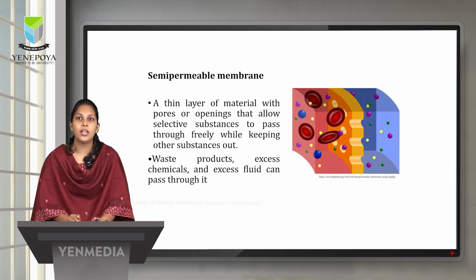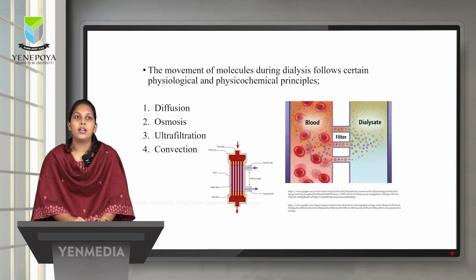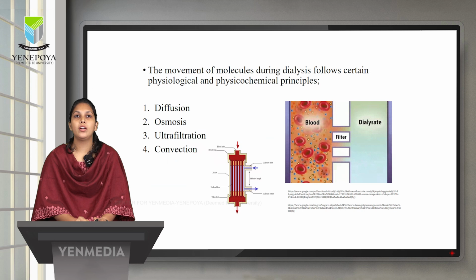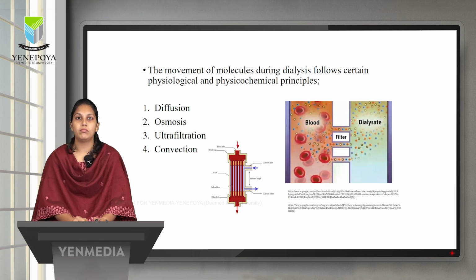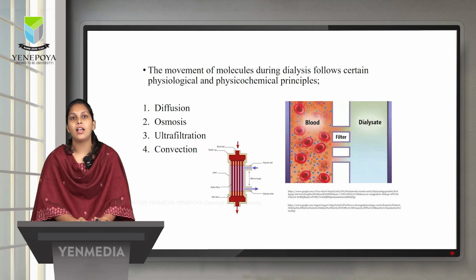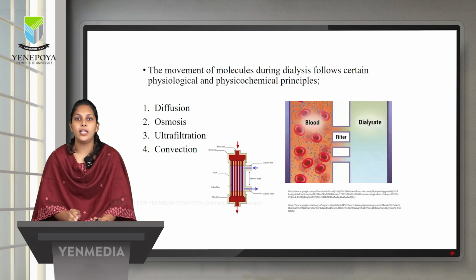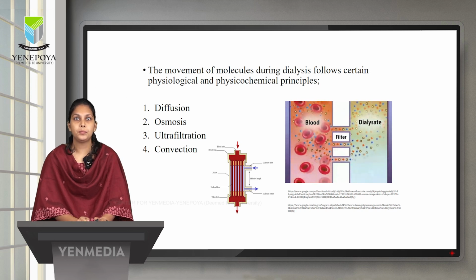Through this, blood cells do not pass through, because blood cells have a large molecular size. So waste products, excess chemicals and excess fluid can pass through it. There are four principles: diffusion, osmosis, ultrafiltration and convection. We are going to discuss each one in detail.